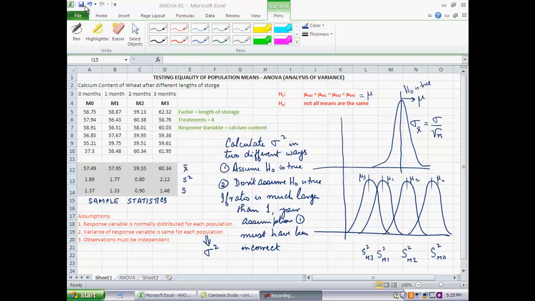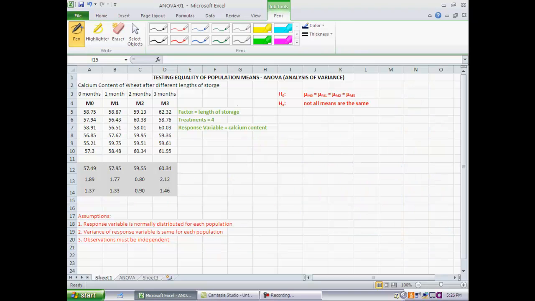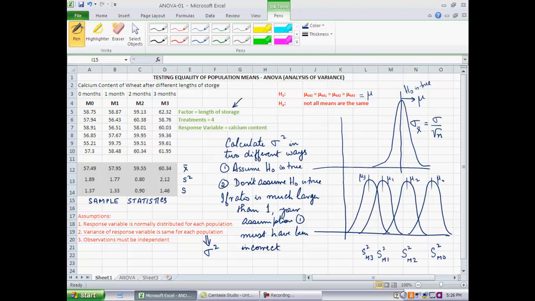So let's explain the problem setting here. We want to examine the calcium content of wheat after different lengths of storage. Now, I think you can easily imagine that the calcium content of stored wheat will depend on a whole host of different factors, not just the length of storage. It could depend on which part of the country the wheat was produced in, what type of seed was used, and so forth. So one can think of many different factors that would affect the calcium content of wheat. In this problem setting, we are interested only in the potential impact of one factor, which is the length of storage. So you could think of the following experiment.